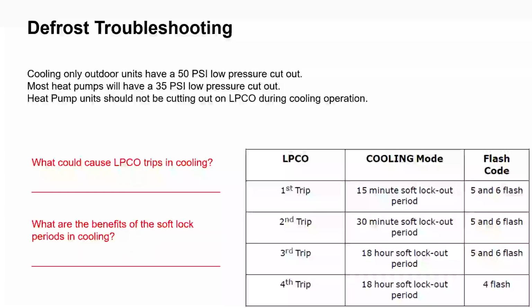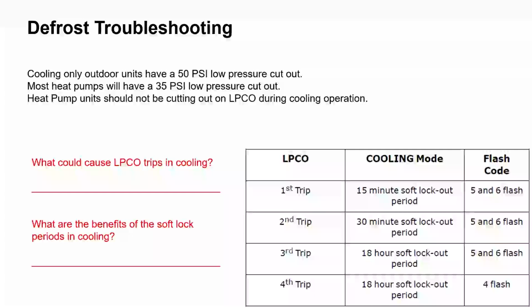So we have soft lockouts. The first trip, it does a 15-minute soft lockout. You get a 5 and 6 flash. Second, it goes to 30. The third and the fourth trips in cooling, it goes through an 18-hour soft lockout. On the fourth trip, it goes into a 4 flash fault code saying, hey, we really got something wrong.